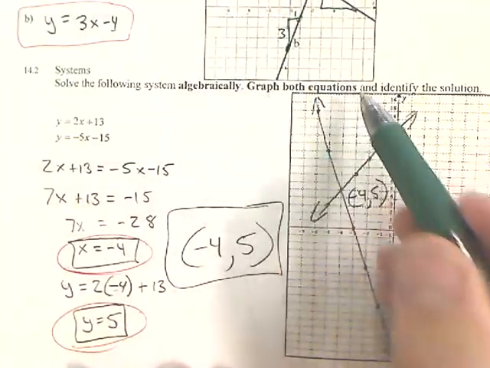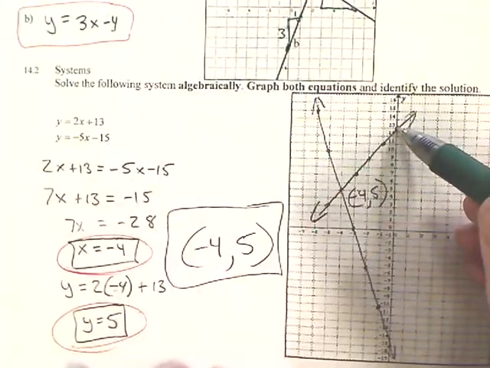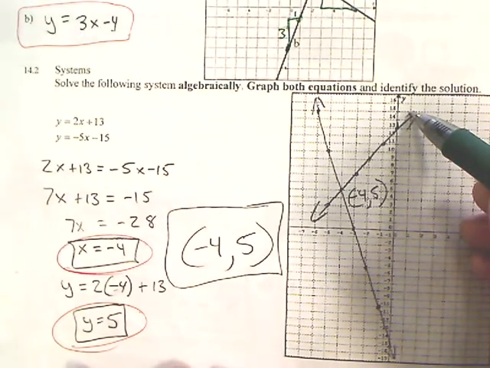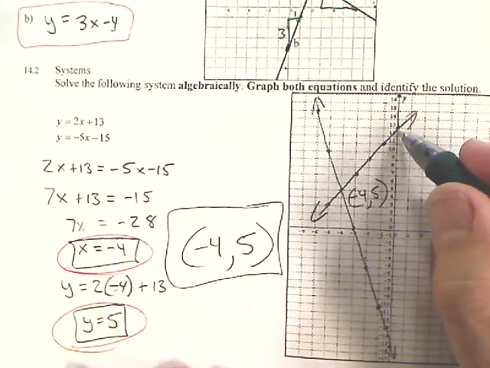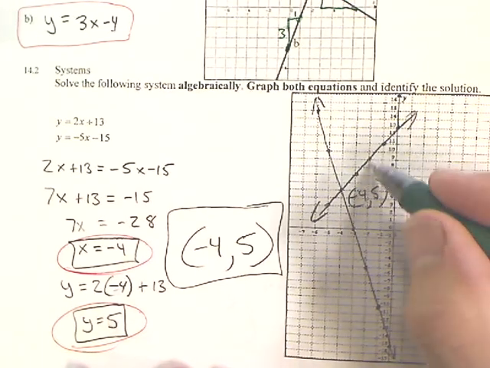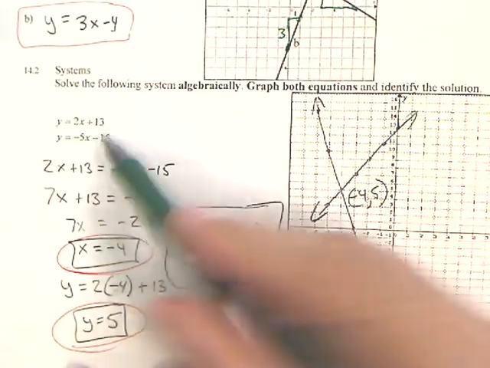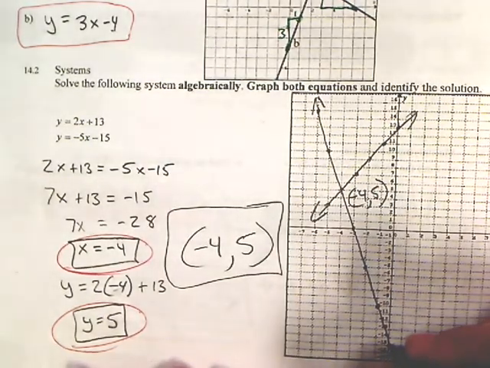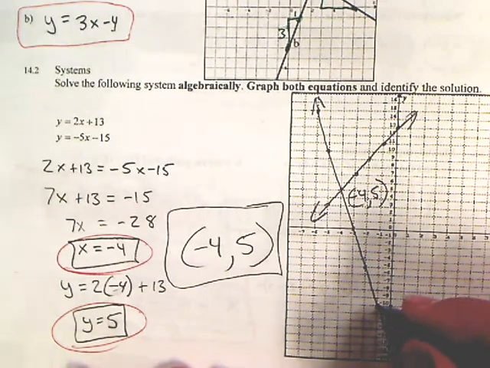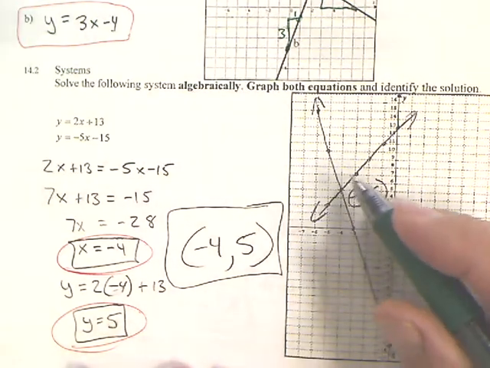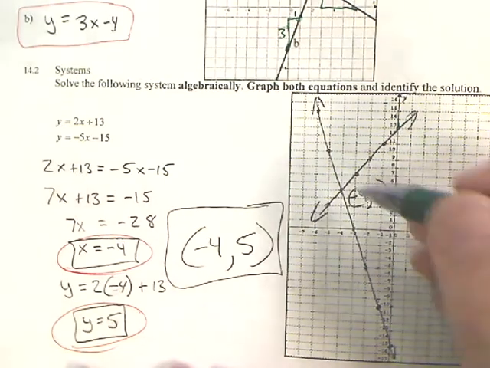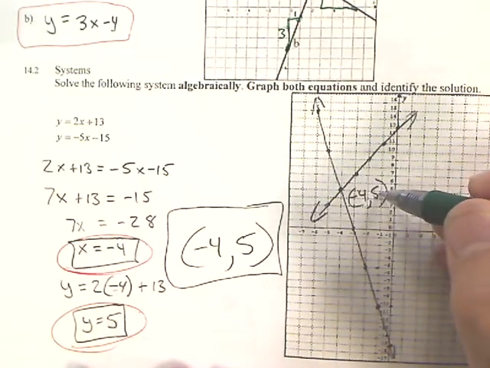This one, graph both equations. So for the first, I put a dot at 0, 13, and I went up 2 over 1 because the slope is 2. Or I can go down 2, back 1. The other line is y equals -5x minus 15, and the slope is -5. So up 5, back 1, and so on. And they intersect at -4, 5.